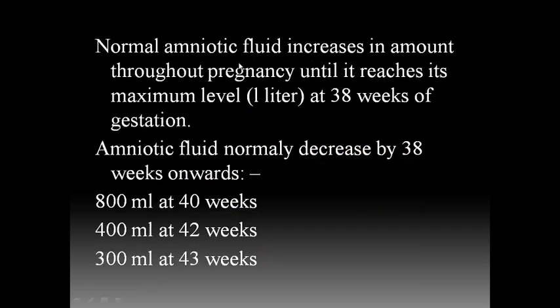Normal amniotic fluid increases in amount throughout the pregnancy until it reaches its maximum level, that is 1 liter at 38 weeks of gestation. Amniotic fluid normally decreases from 38 weeks onwards. By 40 weeks, 800 ml of amniotic fluid will be there, at 42 weeks 400 ml, and at 43 weeks 300 ml.